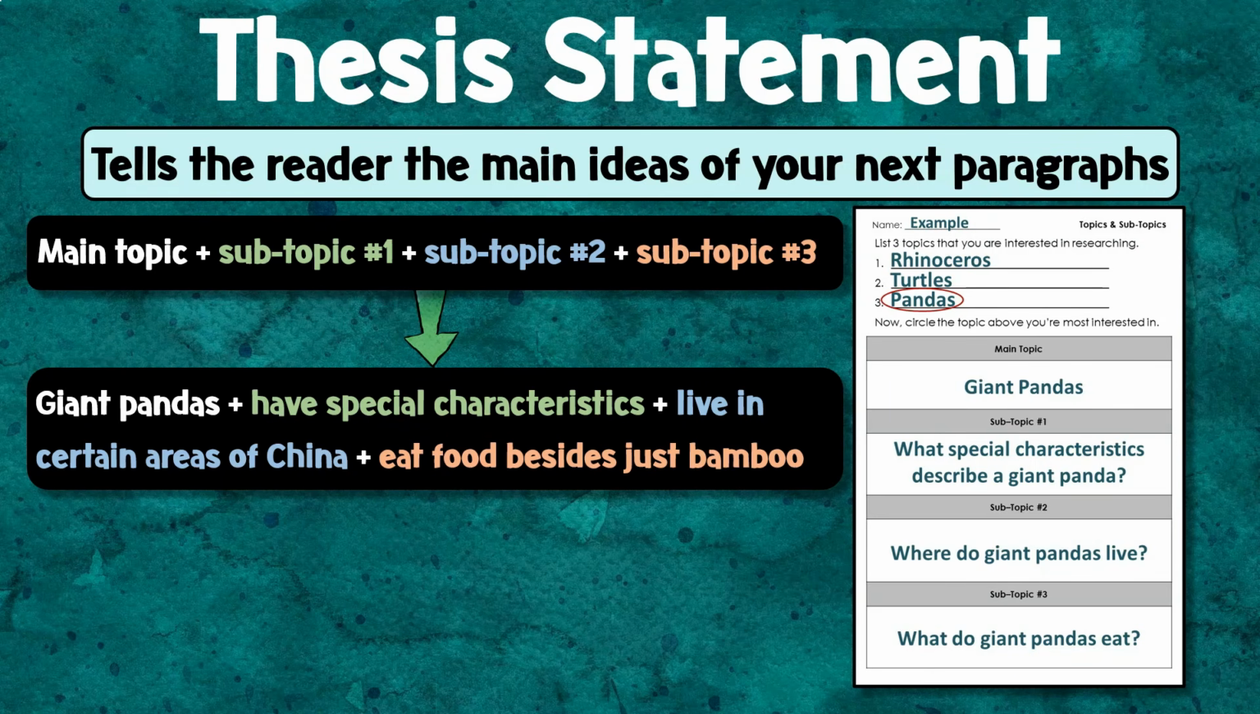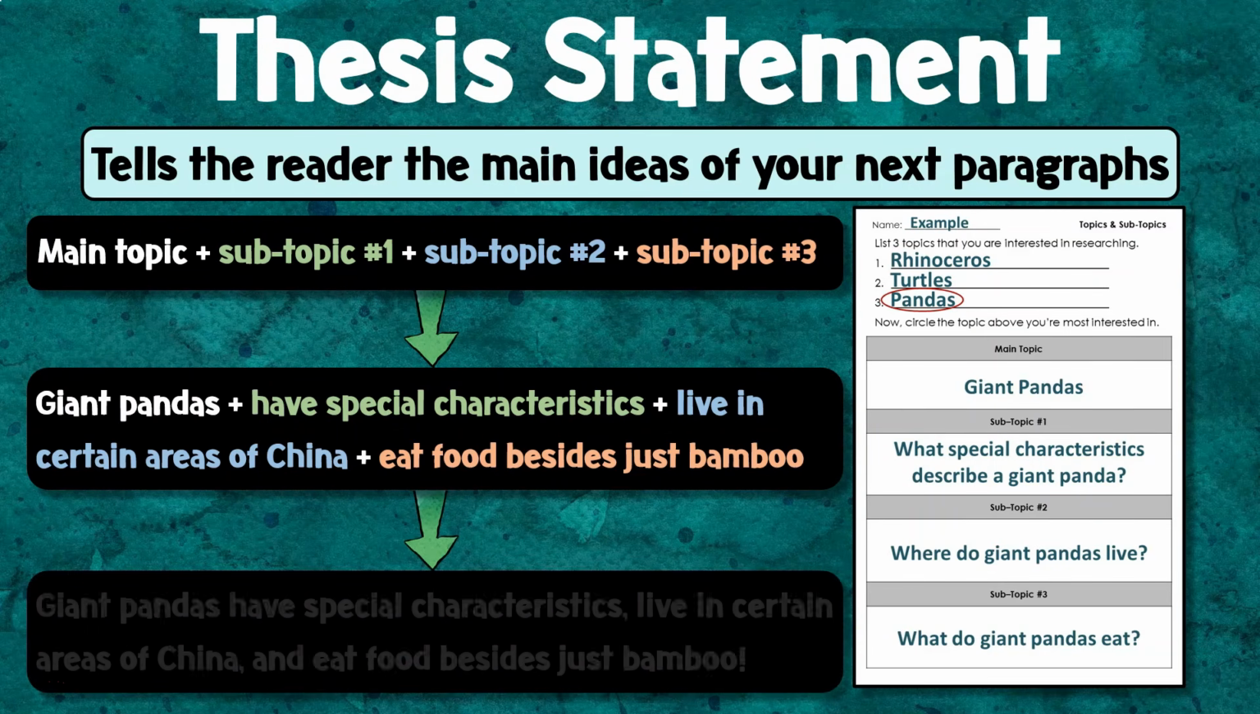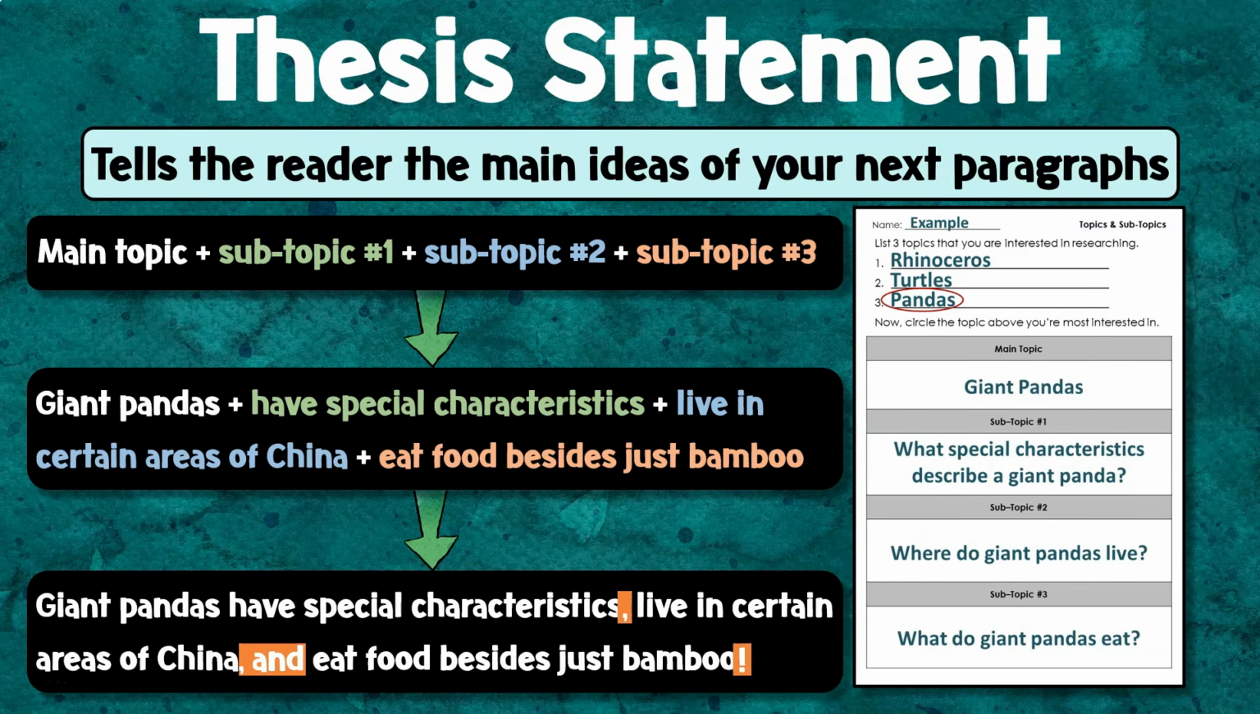Now, I do need to fix some grammar things here because, of course, I can't have pluses in my paper. And this is how I would do it. I would add commas and an and to end this, I would add a period. So now let's see how it reads. Giant pandas have special characteristics, live in certain areas of China, and eat food besides just bamboo. That flows much better, and it tells my readers what they're about to read in the next paragraph. Therefore, this thesis statement is well done, and it tells my readers exactly what's coming next, which is exactly what a thesis statement should do.